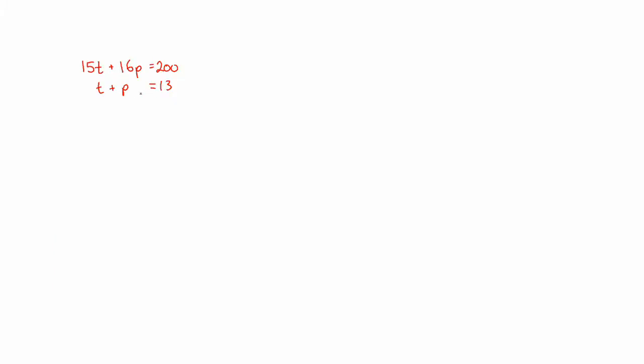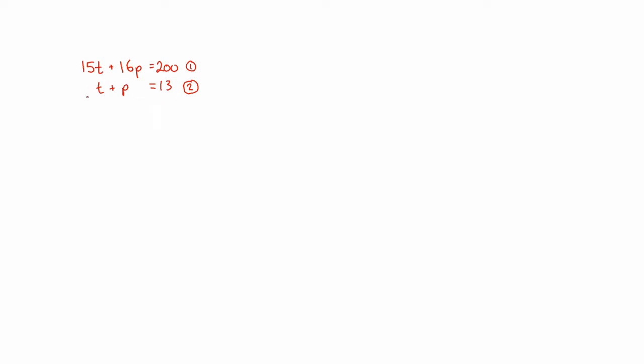Okay, so there's two ways we can go about solving this. We can use the elimination method or the substitution method. I think we'll do both, but we'll start with the elimination method. To do that, we need to be able to subtract or add these two equations together, equation 1 and equation 2, so that either the t's or the p's equate to 0.